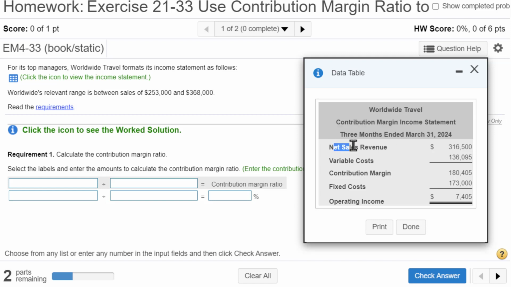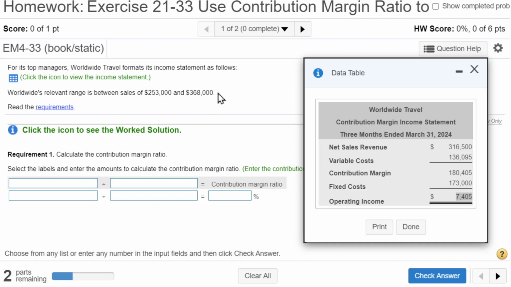The formula is you take your net sales revenue, you subtract your variable costs, and that gives you your contribution margin. So contribution margin is the amount of revenue left over after variable costs are covered. In other words, it's the leftover amount that contributes to covering the fixed costs. And once the fixed costs are covered, then it can contribute to operating income. And in fact, we do have an operating income of $74.05.